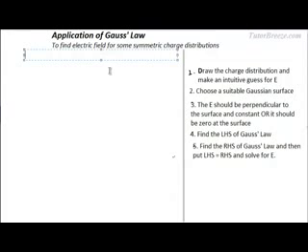We want to find the electric field for a uniformly charged infinite plane sheet. So we are looking at the electric field for a uniformly charged infinite plane sheet at a distance r from it.